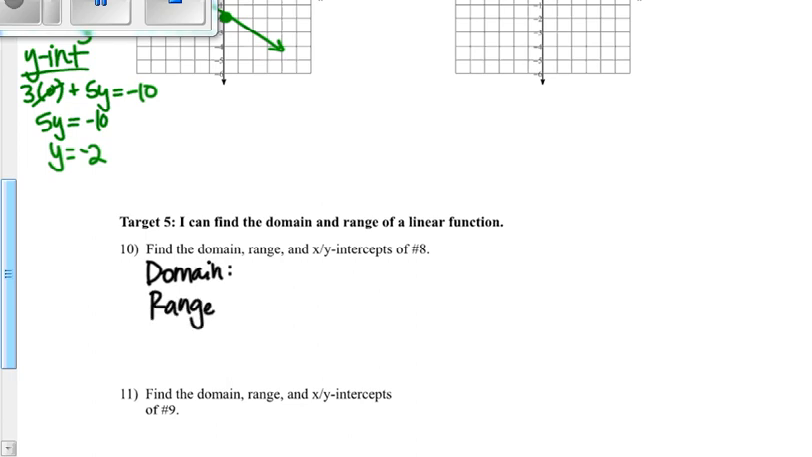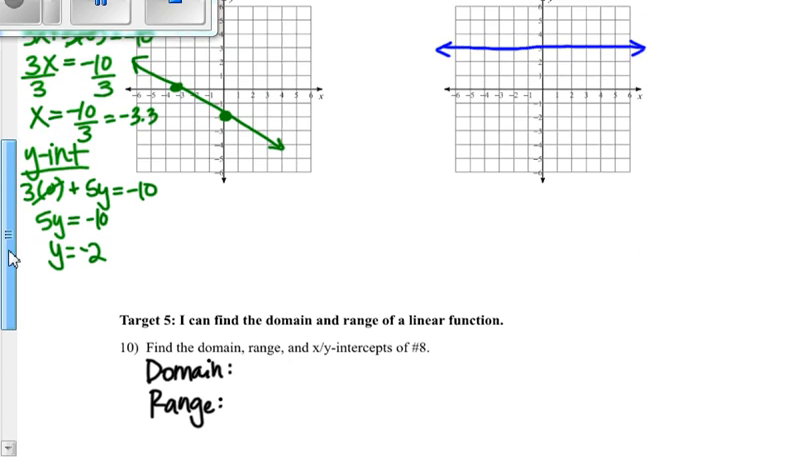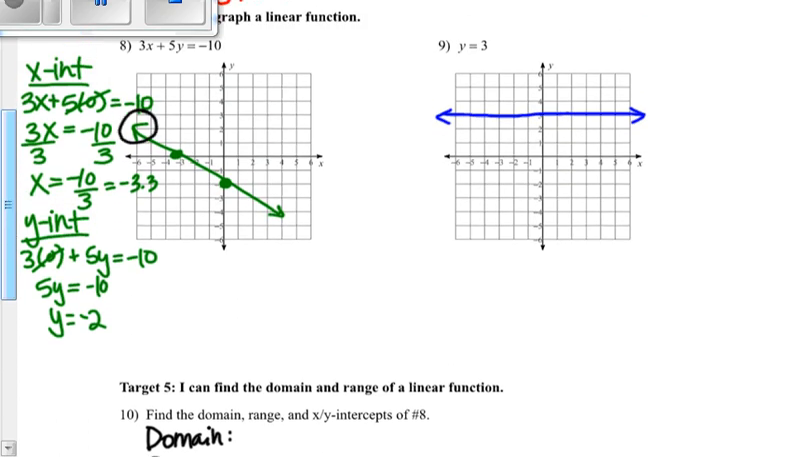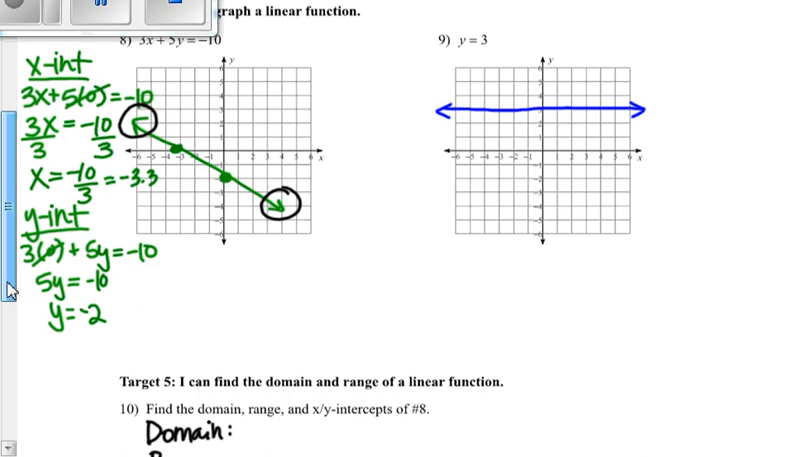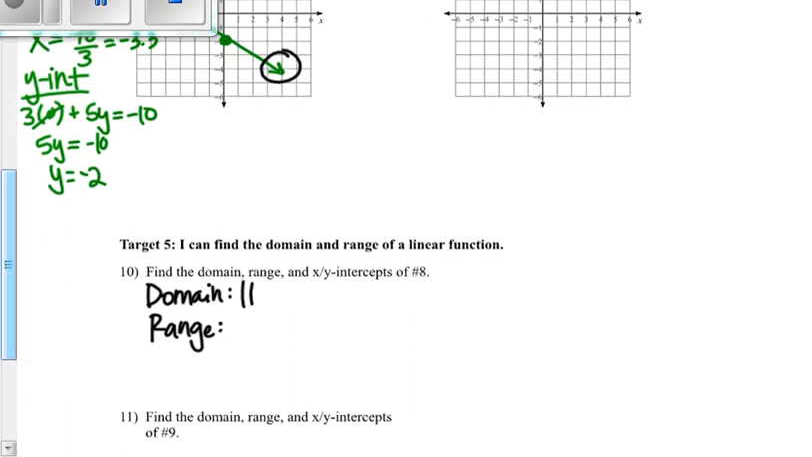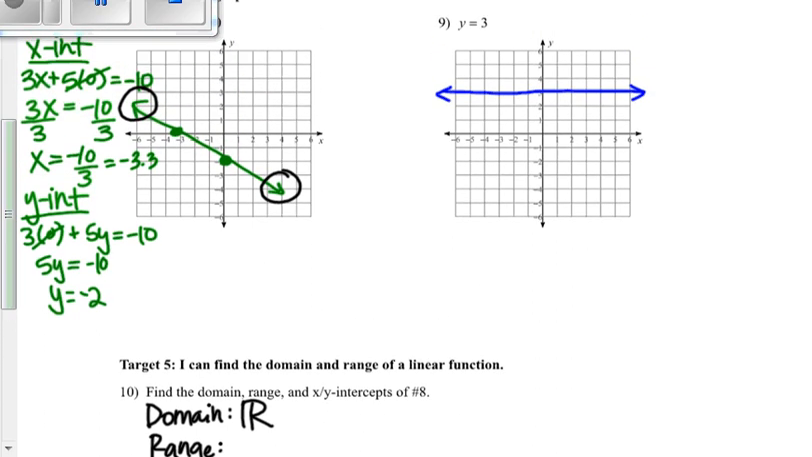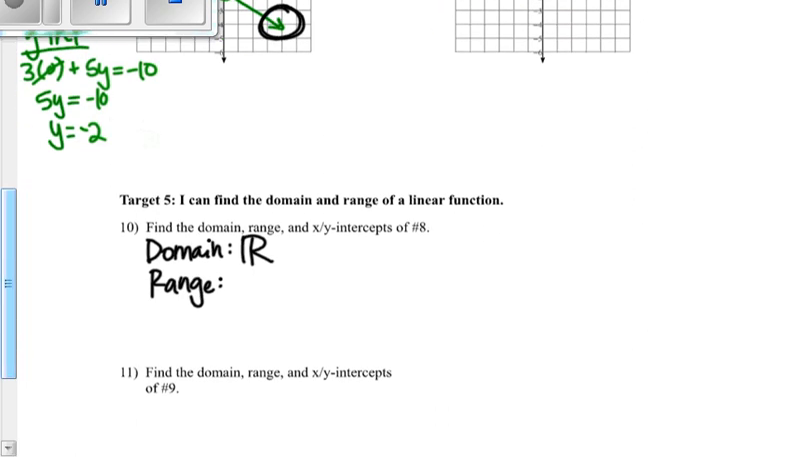So if we look at number 8, domain is how far to the left and right. If you look, these arrows indicate that it's going to go forever to the left and forever to the right. So we would say all real numbers. I use this funky symbol to say all real numbers. For the range, how far up and down, again, look at these arrows. It's going to go forever up, forever down, so all real numbers.